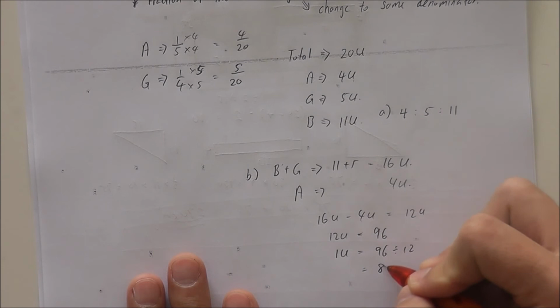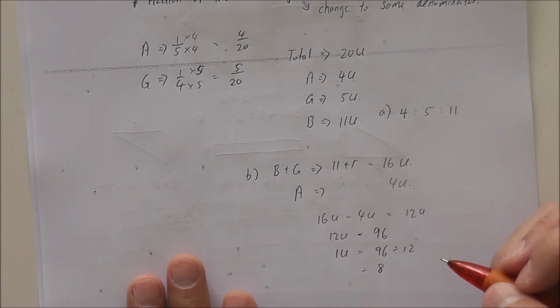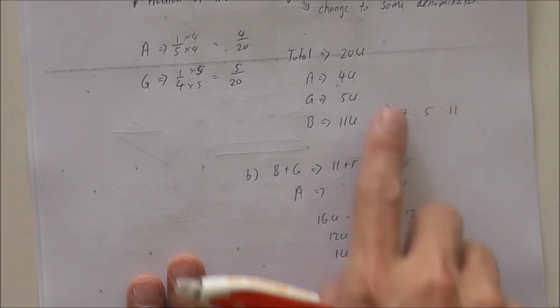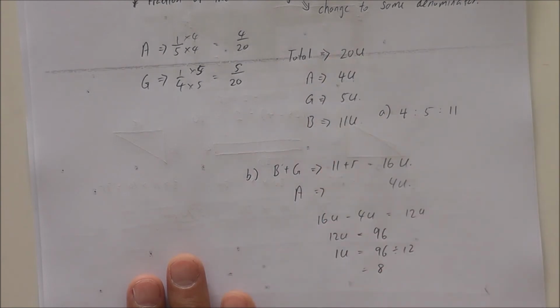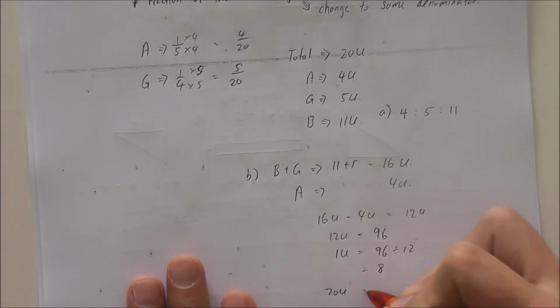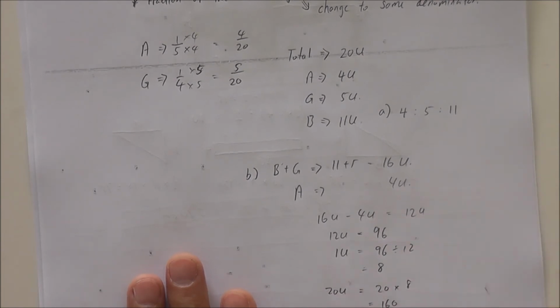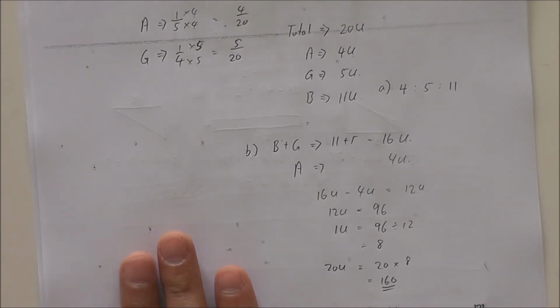That will be 8. Okay, and find the total number of people in the group. Altogether there are 20 units. So 20 units, it will be 20 times 8. The answer is 160. Okay, done.